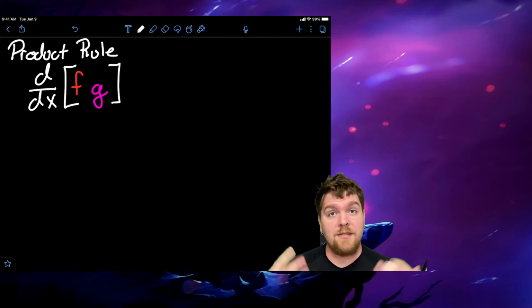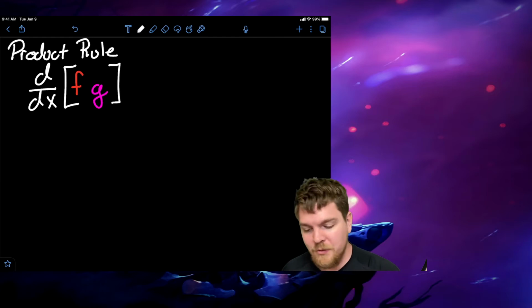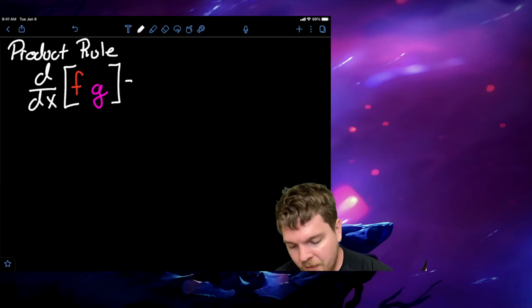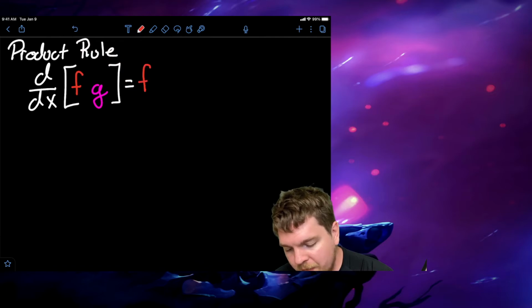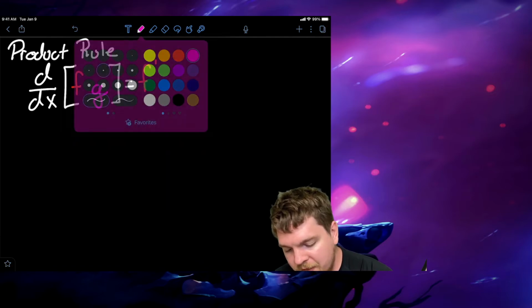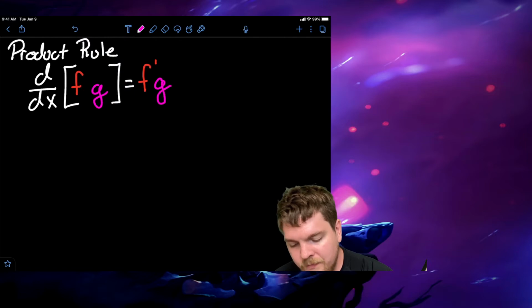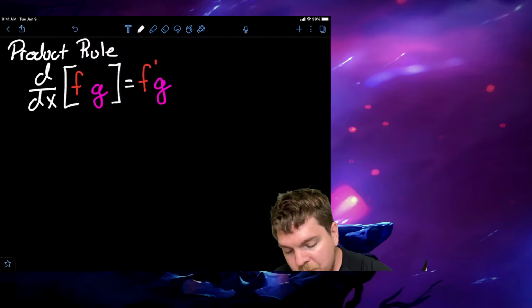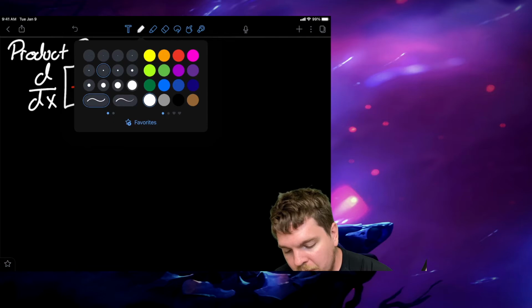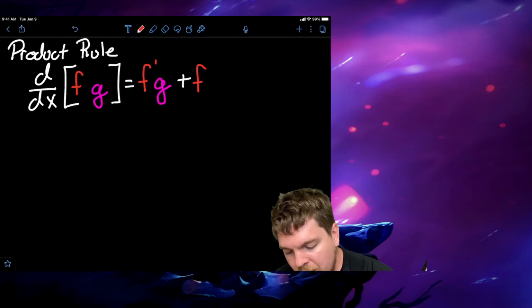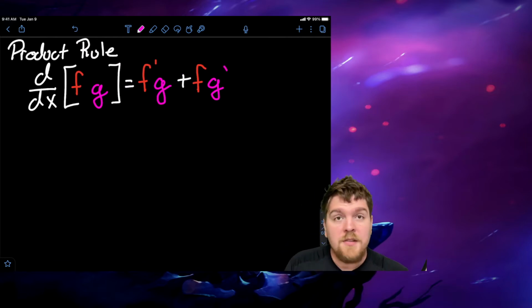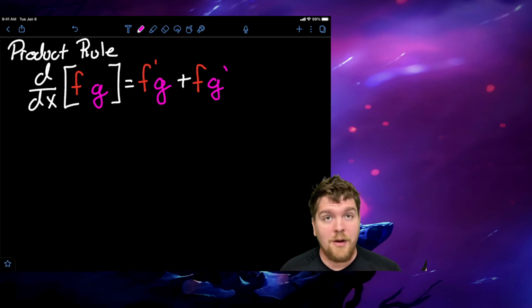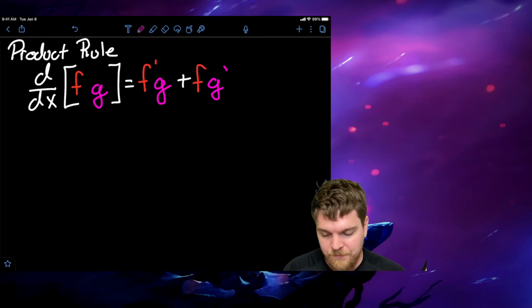So what the product rule gives us is a rule for when we're multiplying two expressions, or two functions, together. Now what does the product rule say? Well, the product rule says take the derivative of the first function and leave the second function alone. Then to that, you're going to add your first function times the derivative of your second function. So that is all that the product rule says. The product rule, fairly straightforward.